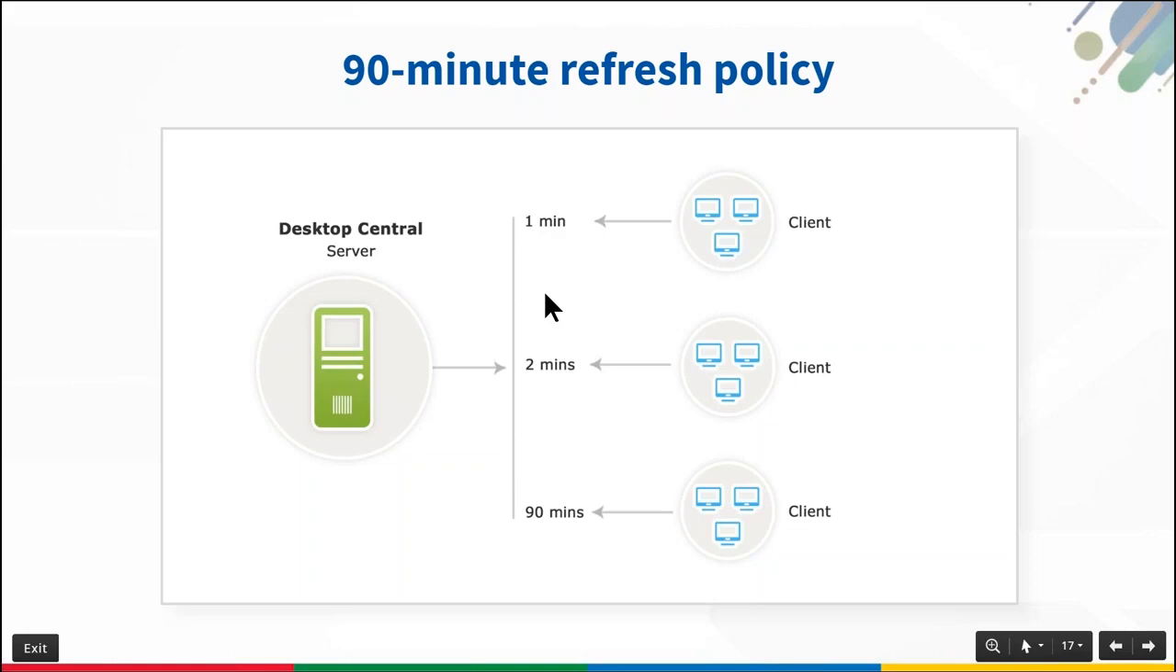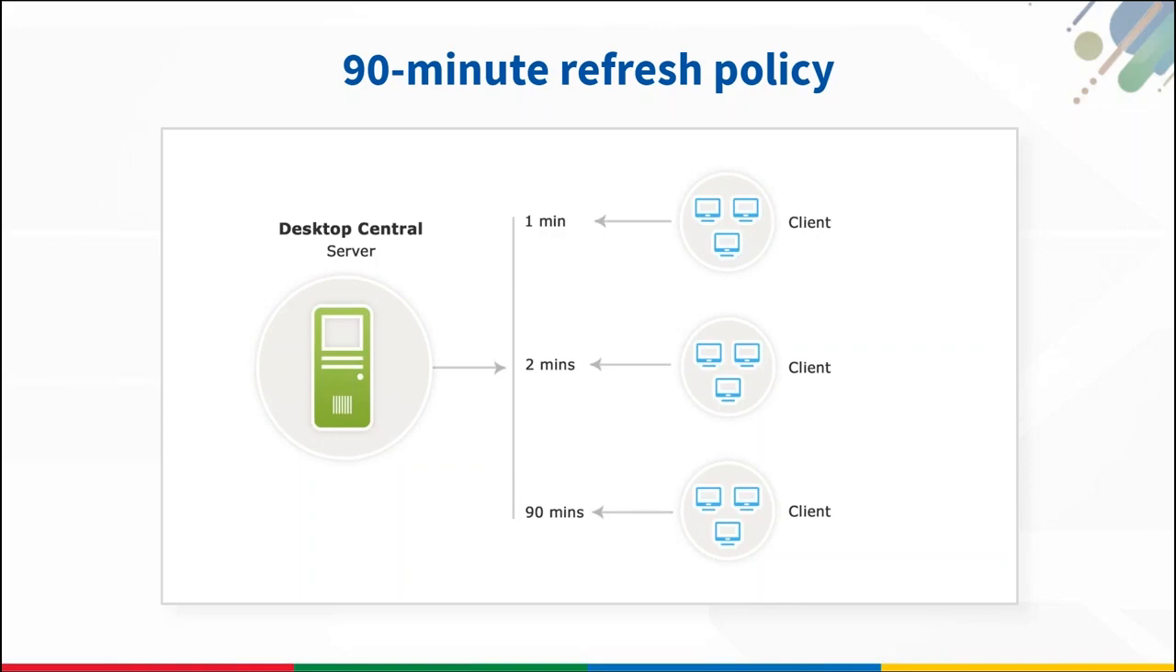So two important factors are ensured here. Number one, the network is not choked by the agent communication, meaning the bandwidth is not being disturbed during this agent-server communication. And also the performance of the server is not getting affected by the agent-server communication.